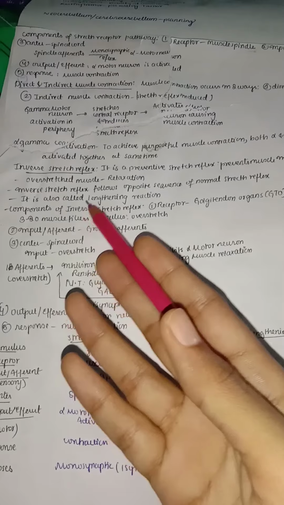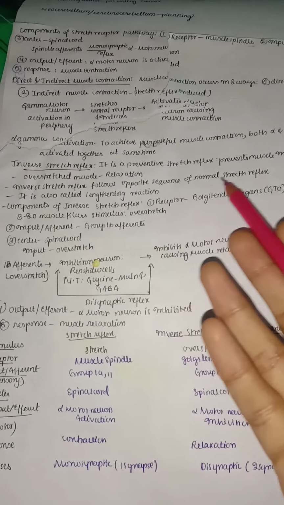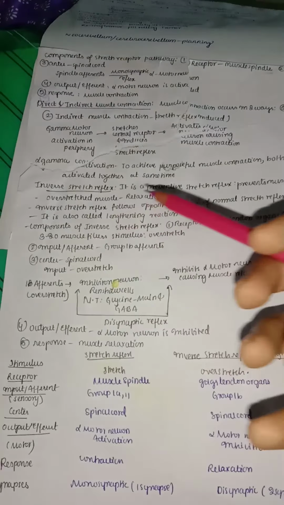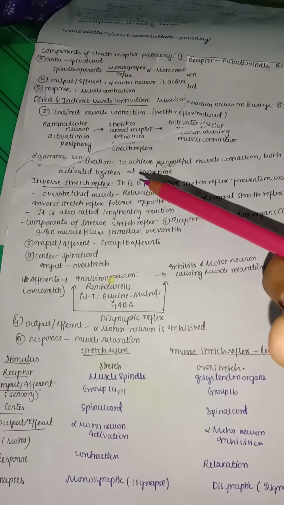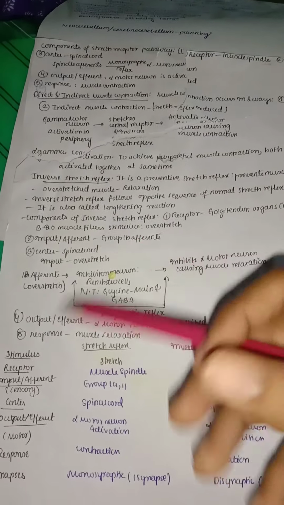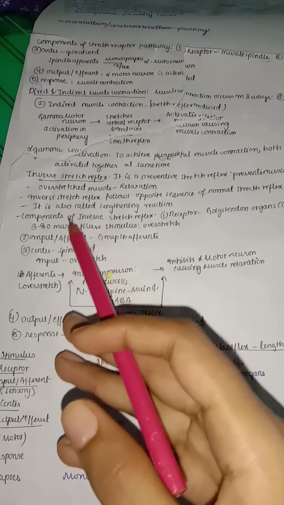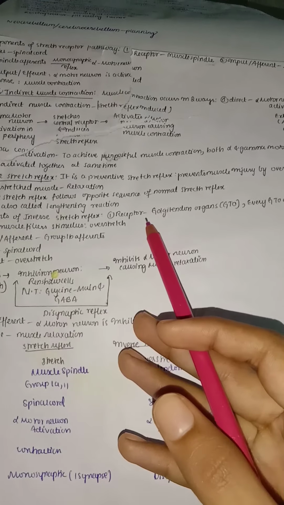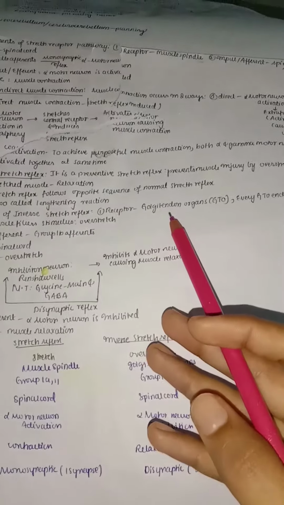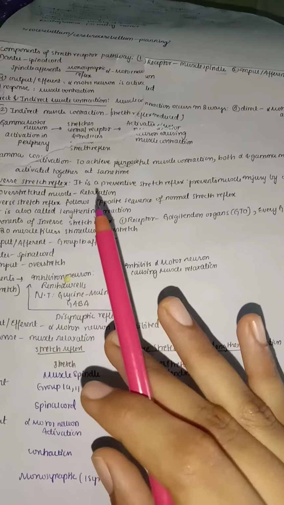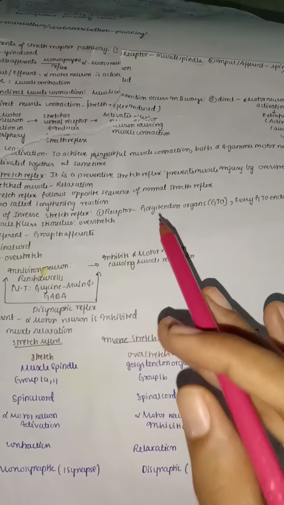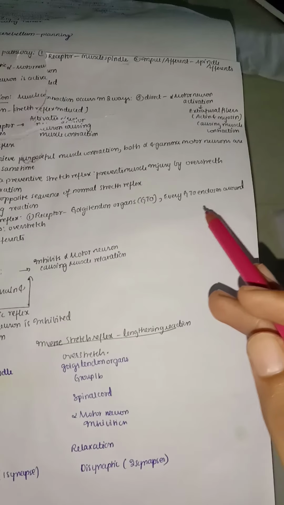The inverse stretch reflex follows the opposite sequence of the normal stretch reflex. It is also called the lengthening reaction, because whenever the muscle has undergone stretch or overstretch, only then will the relaxation of the muscle start. So it is called the lengthening reaction. And the components of the inverse stretch reflex, of course, also include a receptor. The main receptor here is the Golgi tendon organ. So remember, the muscle spindle is a receptor for the contraction, and the Golgi tendon organ is a receptor for the inhibition or relaxation of a muscle contraction.